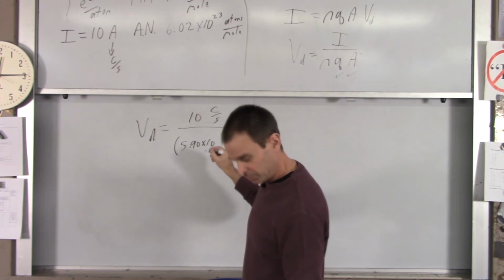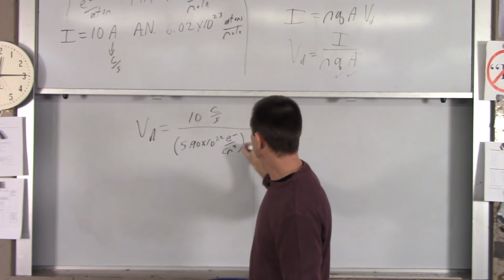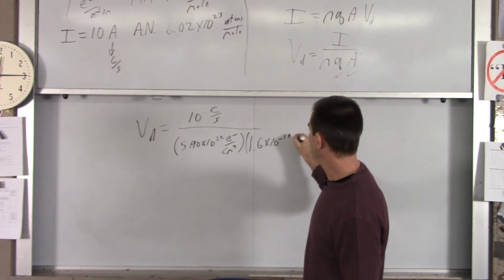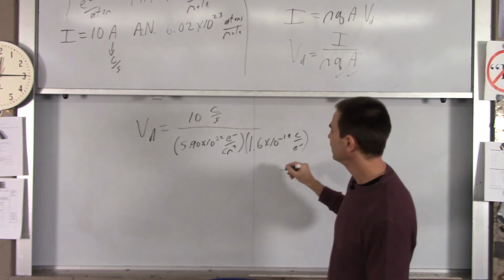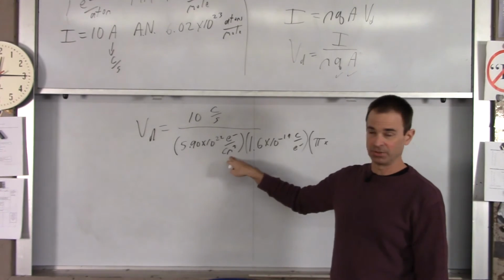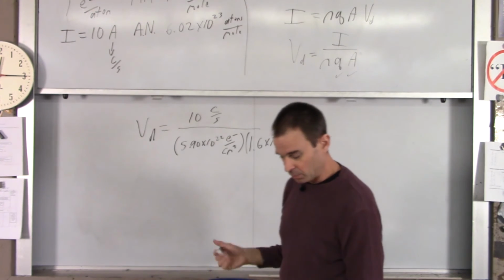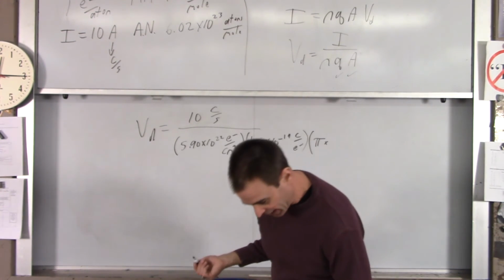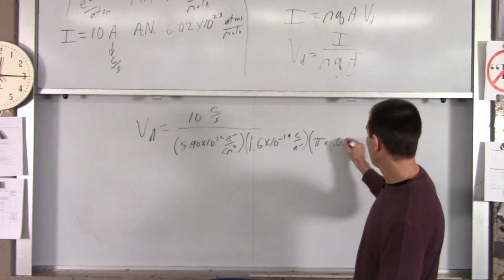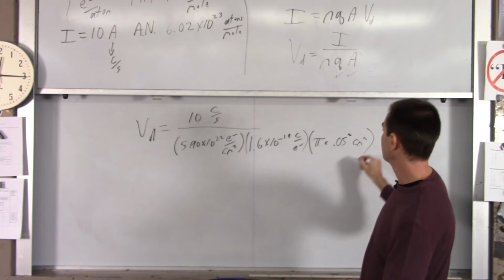5.90 times 10 to the 22nd electrons per centimeter cubed, times Q, which is 1.6 times 10 to the negative 19th coulombs per electron, times the area, which is pi times, now I want to stay in centimeters here. So the diameter is a millimeter, which is 0.1 centimeters. The radius for pi r squared would be half of that. So that's going to be pi times 0.05, squared, and the units will be centimeters squared.